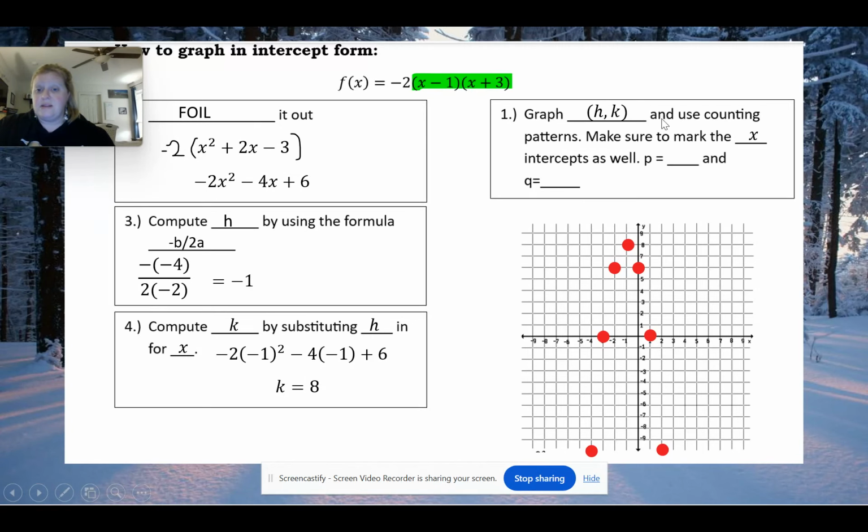Right, so you can see that our x-intercepts show themselves. When you use those counting patterns, you'll see those x-intercepts. So if I asked you to identify them, you would say p equals -3, that's one of them, and q equals 1. And again, those can be switched, it doesn't matter, but those are your two x-intercepts.